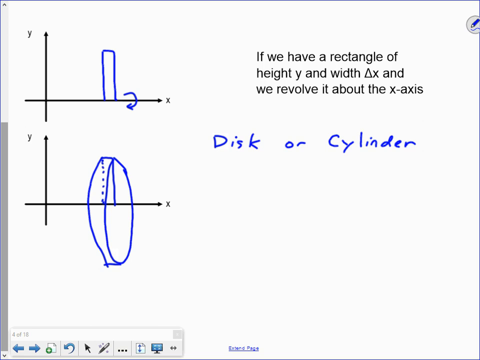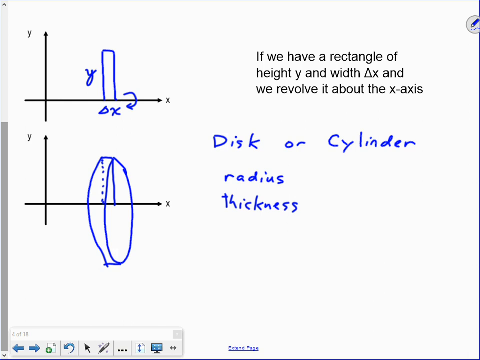Now, rather than figuring out the area of this thing, we are going to figure out the volume of this thing. So our original rectangle that we started with always had a width of delta x, and its height was given by, let's just say, y. When we revolve that rectangle around the x-axis, if we're thinking about this in terms of a cylinder, we need to figure out what the radius of the cylinder is, and we need to figure out what the thickness of this cylinder is, or the height.